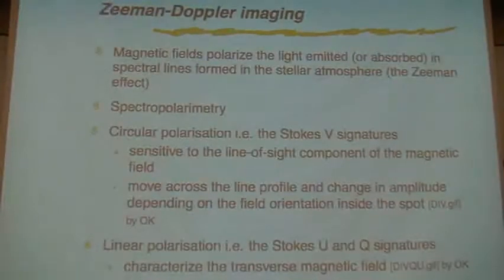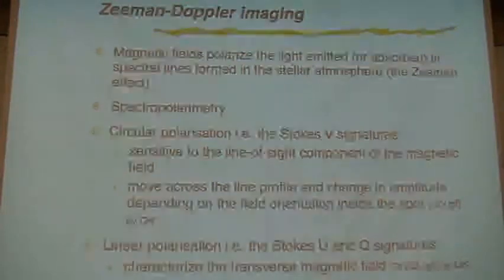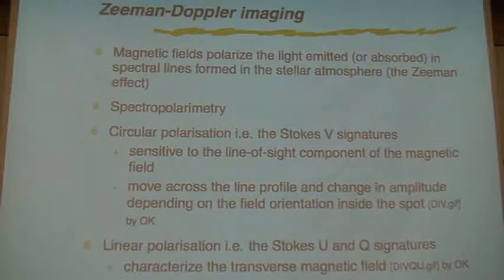Okay, then what is Zeeman Doppler imaging? So in addition to the previous effects of temperature, if you have magnetic fields on your star, and you usually have magnetic fields, they will polarize the light by the Zeeman effect. And then you have to actually do what is called spectropolarimetry. So you observe in polarized light.